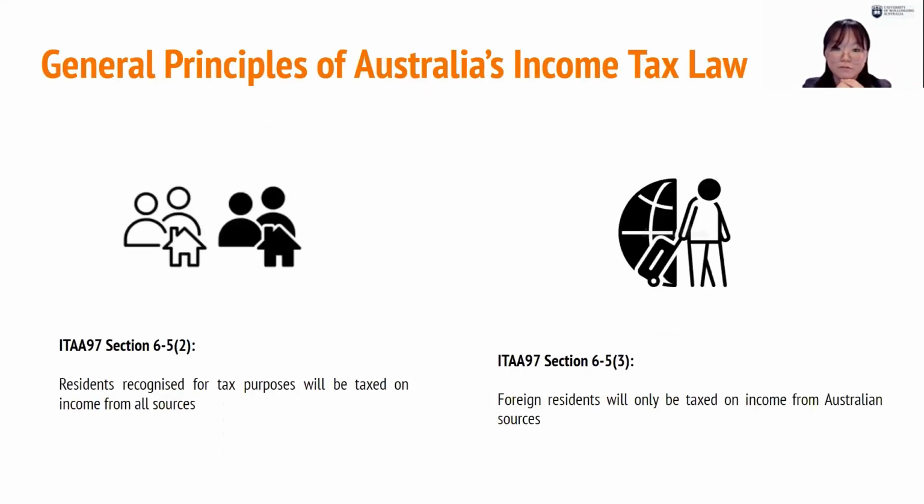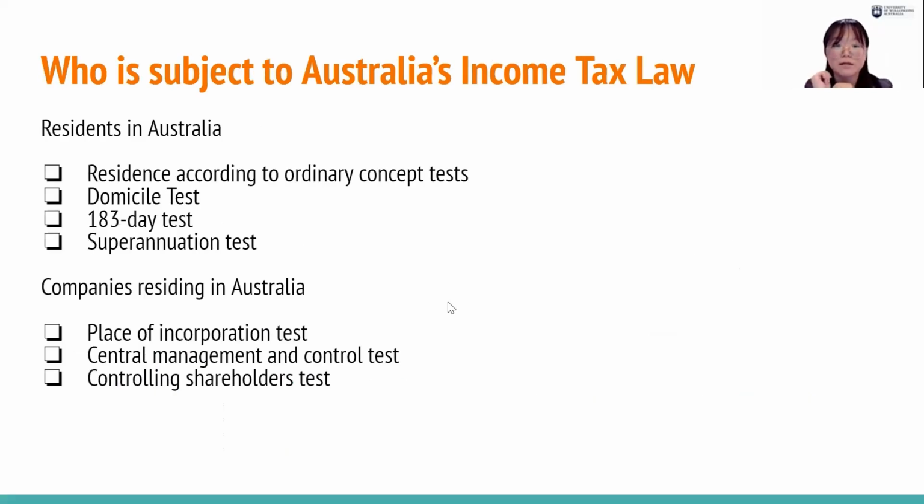The general principle of Australian income tax law is that residents recognized as Australian for tax purposes will be taxed on income earned from all sources. As for foreign residents, they will only be taxed on income they earn from Australian sources. In order to determine whether an individual or company is regarded as Australian for taxation purposes, different tests can be used to test their residential status.